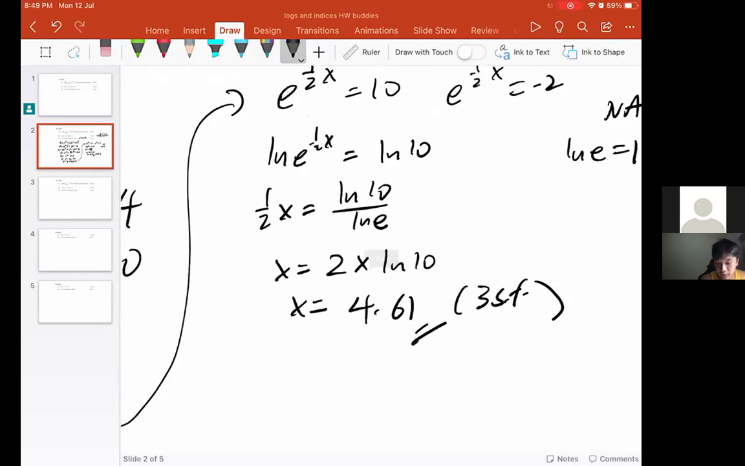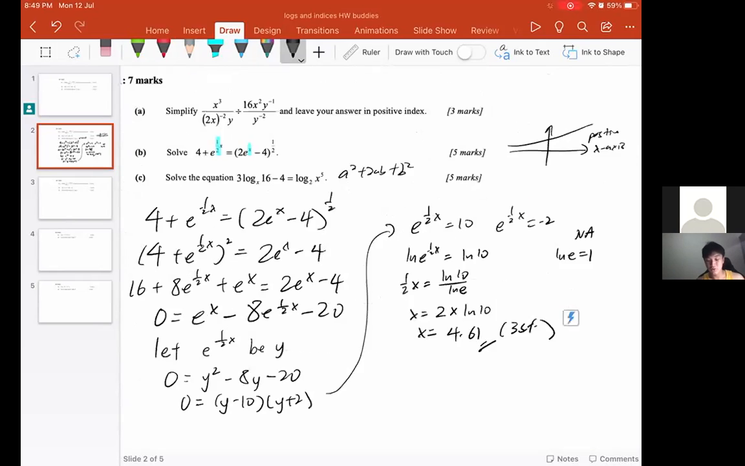All right, so looking back at the full equation, what we've done was a substitution and a quadratic factorization before solving it using the natural logarithms. So this would commonly be the most common flow of an indices, logarithms crossover kind of question. And you can tell it's definitely worth a lot, at 5 marks.